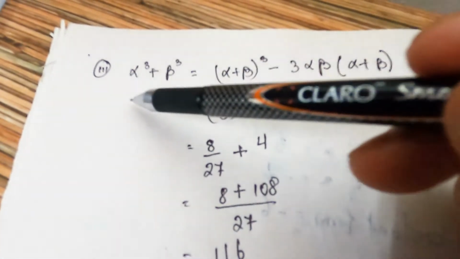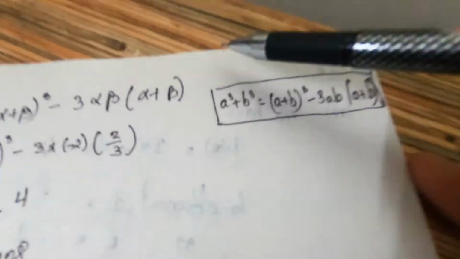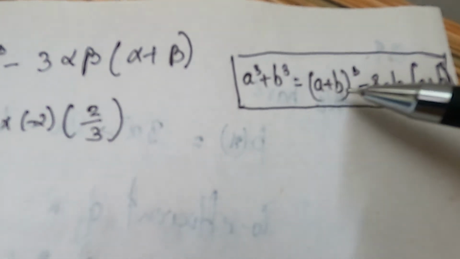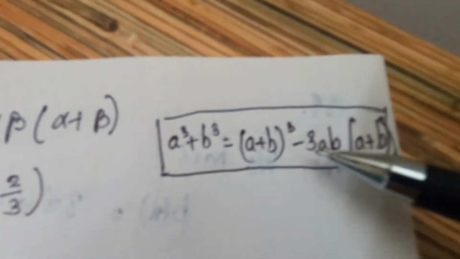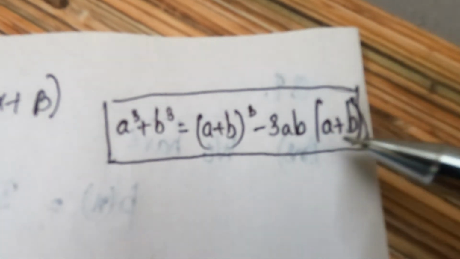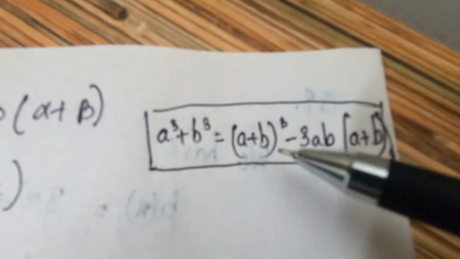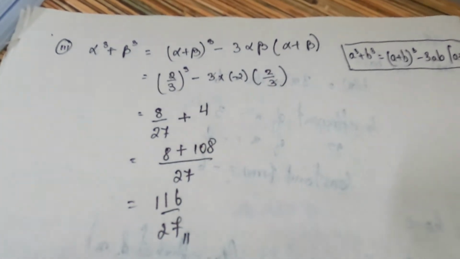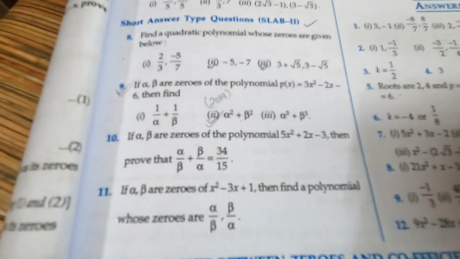Remember the formula for alpha cube plus beta cube: a cube plus b cube is equal to (a plus b) whole thing to the power cube minus 3ab in bracket (a plus b). Simply use this formula and you will get the answer. So that's it for question number 9.